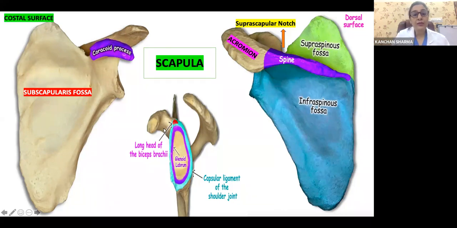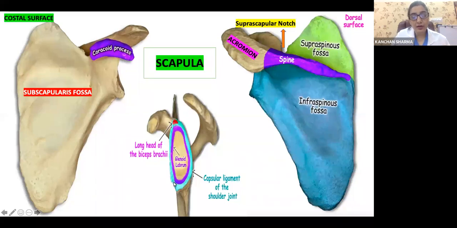Okay, now this is your glenoid. In some books, they have written it as glenoid fossa. Some books, they have written it as glenoid cavity. But overall, you remember it, it's the glenoid, okay? And this one is the one which will be articulating with the head of the humerus, right?